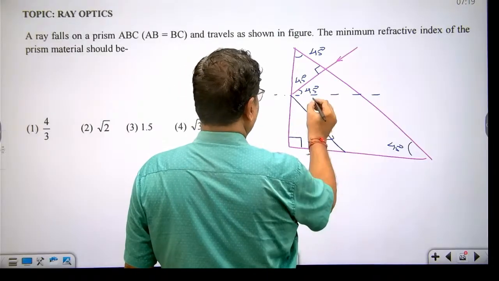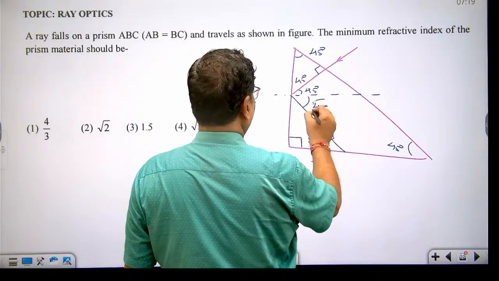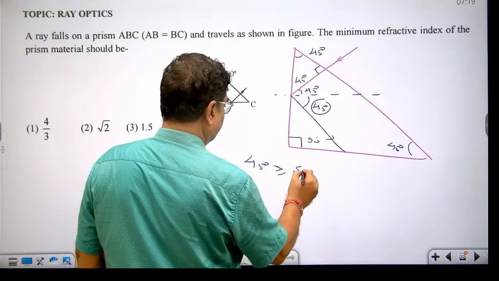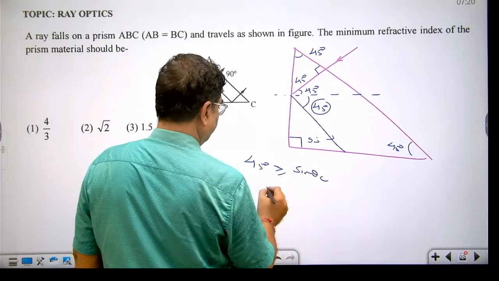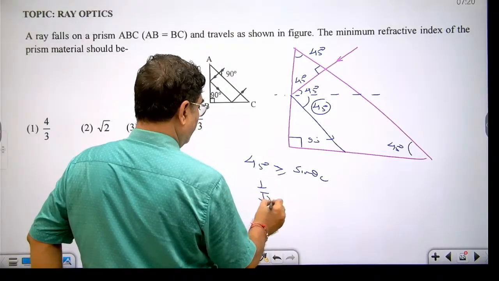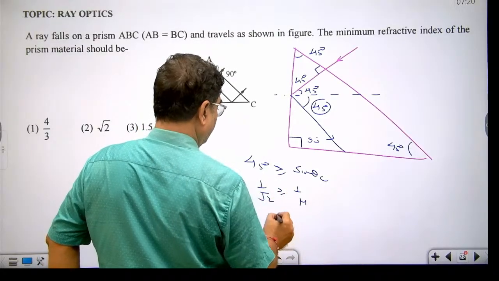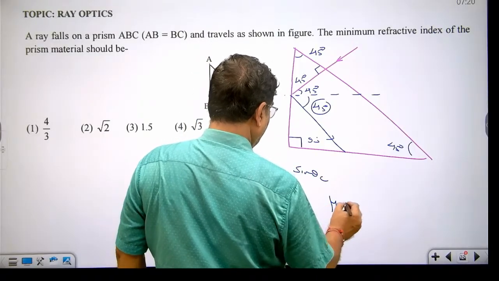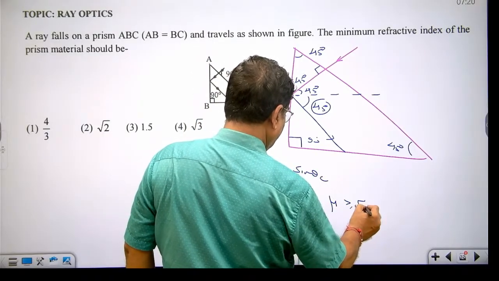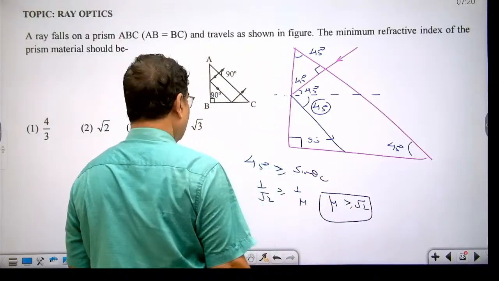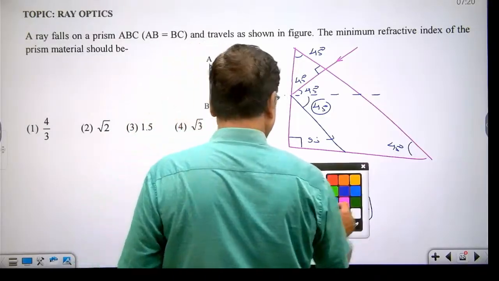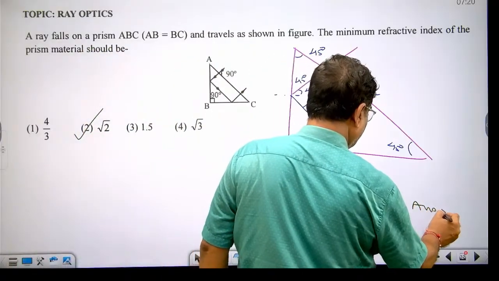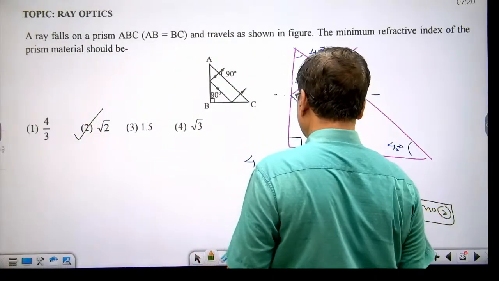For TIR to take place, this 45 degree should be greater than or equal to the critical angle, sin theta c. This is 1 upon root 2 greater than or equal to 1 upon mu. So mu should be greater than or equal to root 2. So minimum is root 2. Okay. Out of 4 choices, the correct choice is option 2. Option 2 is the correct choice.